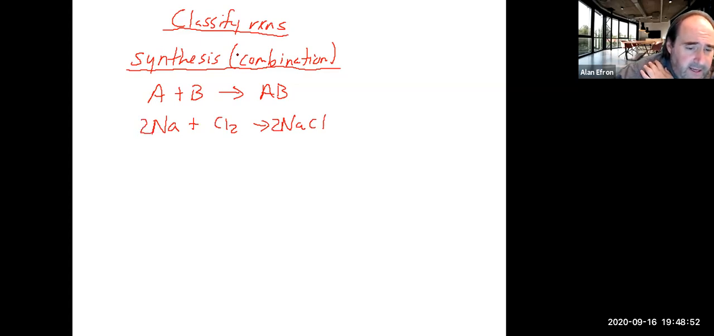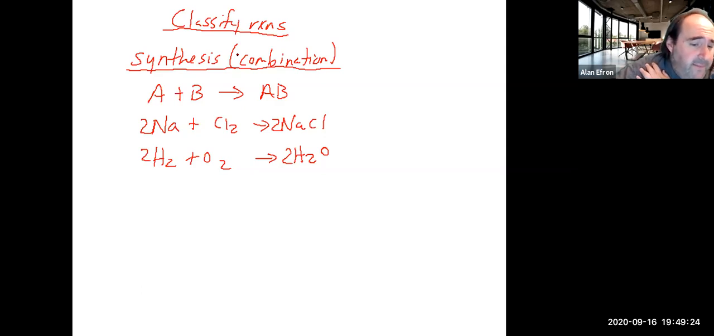Synthesis. H2 plus O2 makes H2O. Two things make one thing. We'll do the balancing. Two things make one thing. Your classic synthesis or combination reaction. Again, those are two ways it's called. I almost think your lab manager goes with combination, but some people call it synthesis as well. Whenever you see two things on the left making one thing on the right, it's a pretty safe bet that's the type of reaction it's going to be.